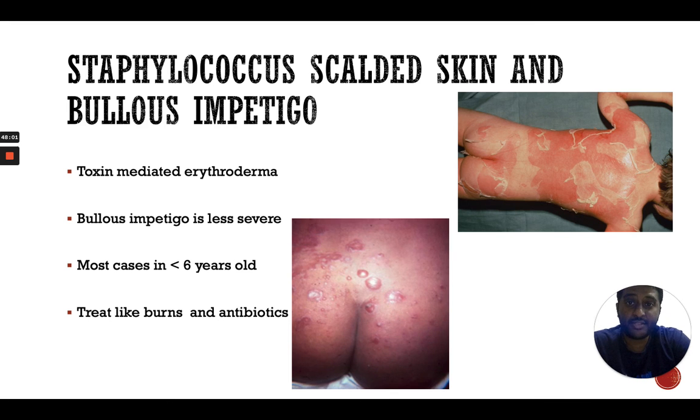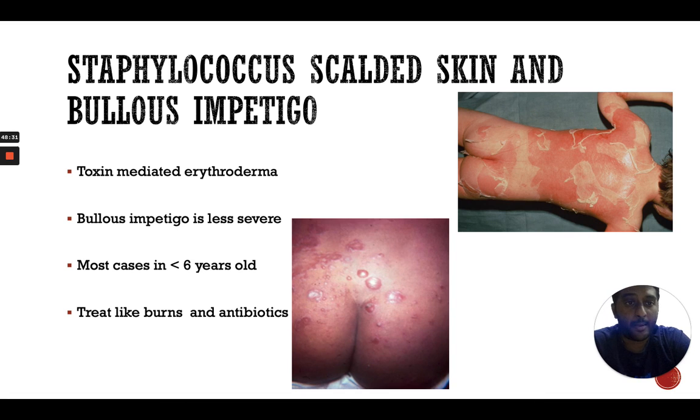Next is staphylococcal scalded skin syndrome, which is also life-threatening because it behaves like burns. If it involves most of the body, they can have secondary infections. They can have shock from volume loss from the open skin. It's a toxin-mediated erythroderma. A less severe form of this is bullous impetigo.